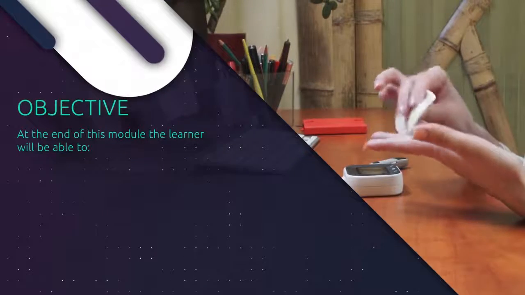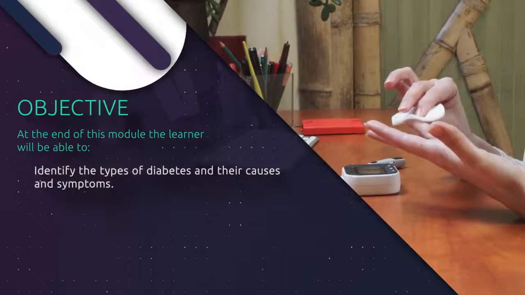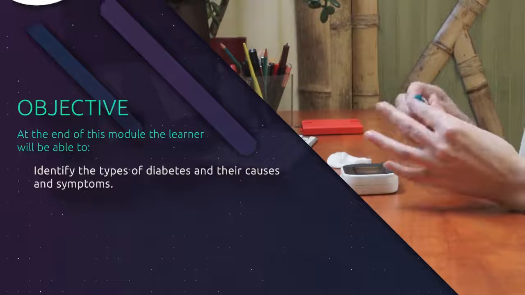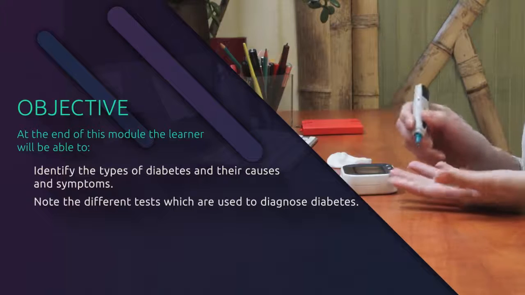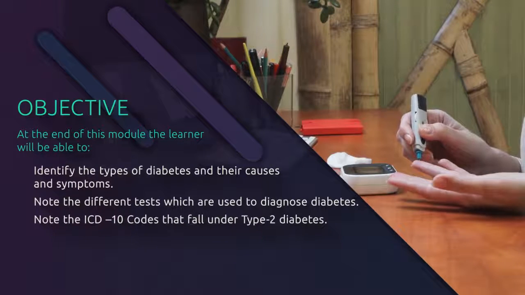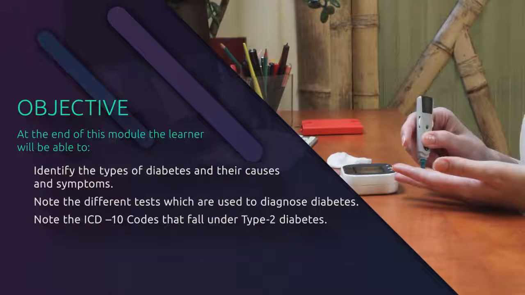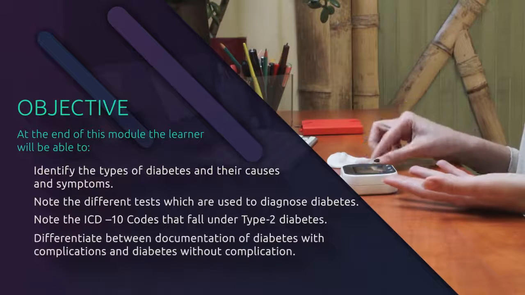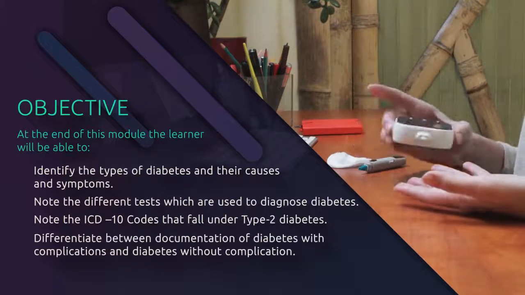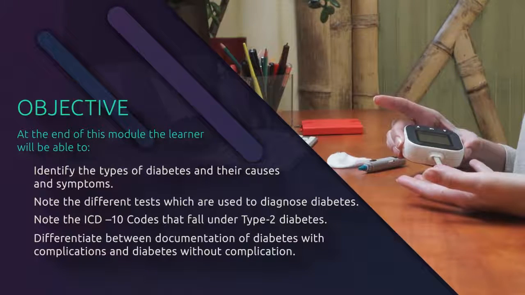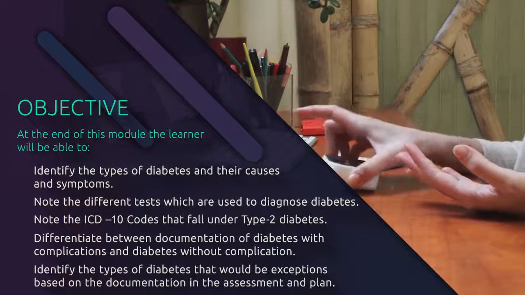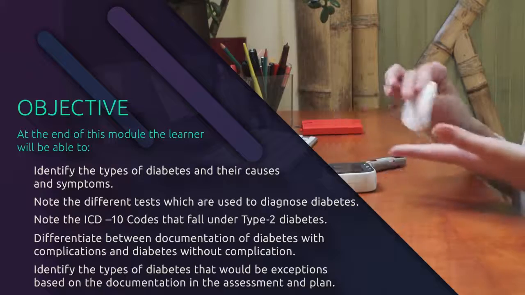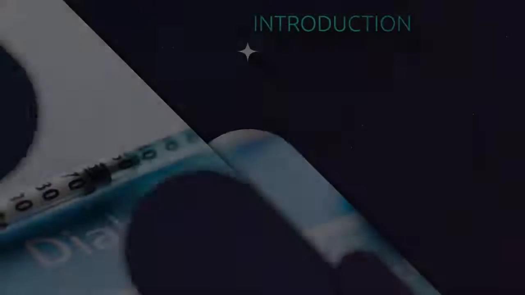mellitus. At the end of this module, the learner will be able to identify the types of diabetes and their causes and symptoms. Note the different tests which are used to diagnose diabetes. Note the ICD-10 codes that fall under type 2 diabetes. Differentiate between documentation of diabetes with complication and diabetes without complication. Identify the types of diabetes that would be exceptions based on the documentation in the assessment and plan.